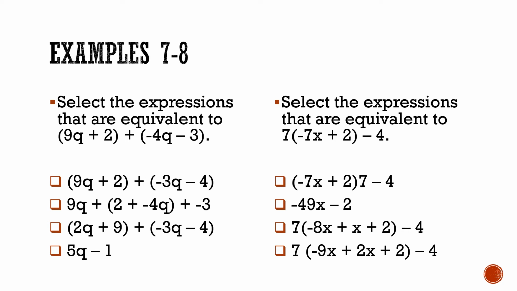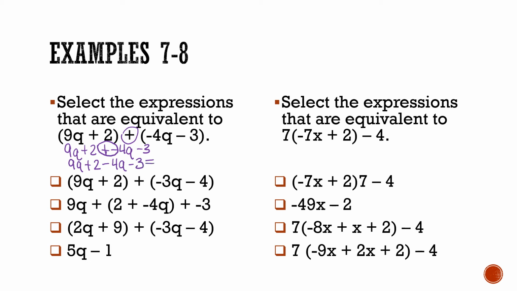So we talked about the fact that when we had this plus sign here, it made things a little easier for us because we could just bring everything down. So that's going to be 9q plus 2 plus negative 4q minus 3. Now that does give us signs right here. So that's going to be 9q plus 2. Those signs do not match, so minus 4q minus 3.